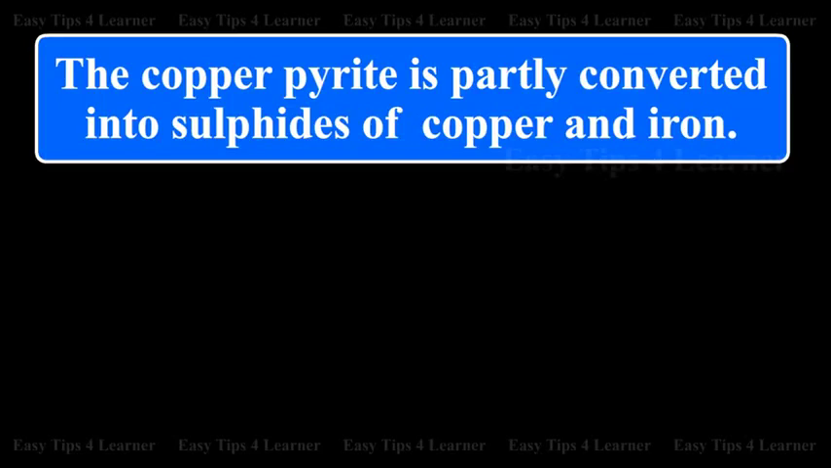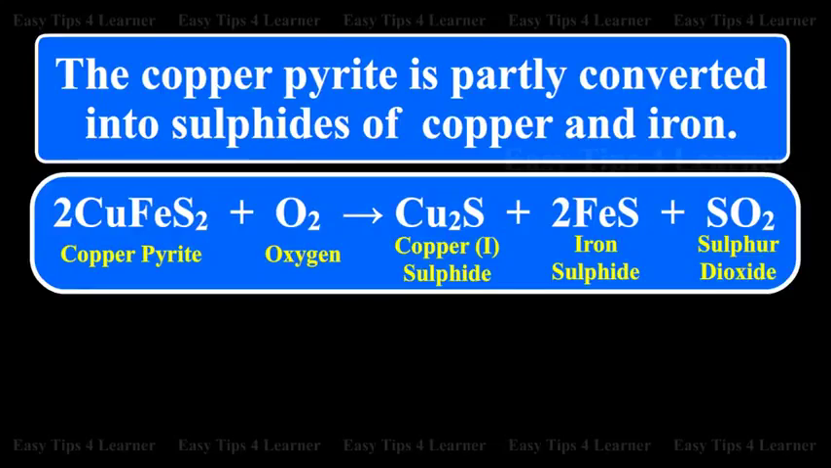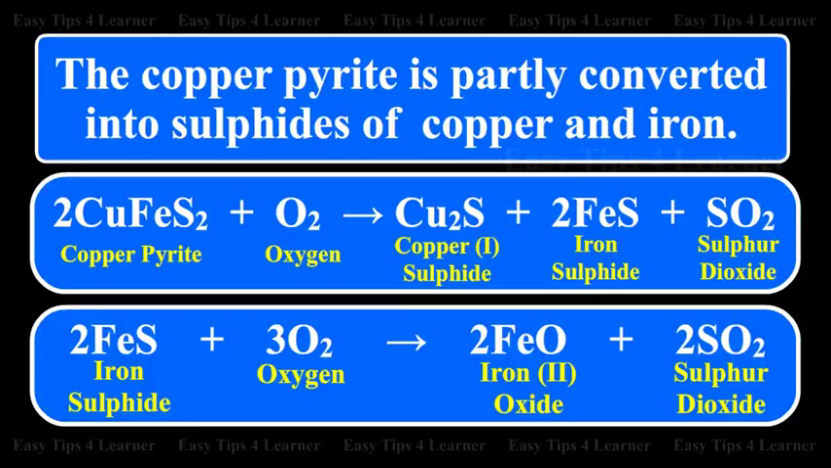The copper pyrite is partly converted into sulfides of copper and iron. Copper pyrite plus oxygen gives copper sulfide plus iron sulfide plus sulfur dioxide. Iron sulfide plus oxygen gives iron 2 oxide plus sulfur dioxide.